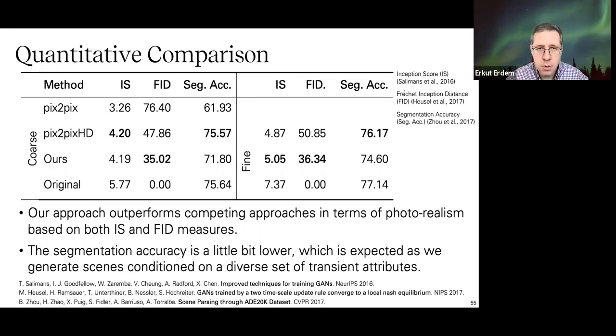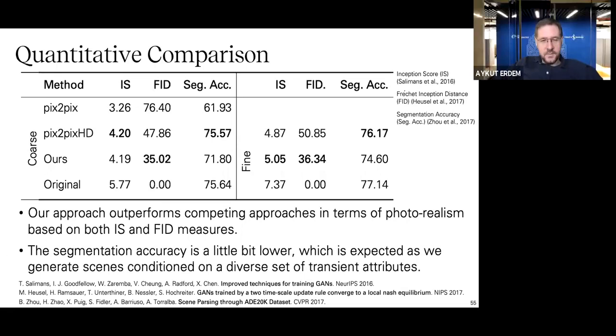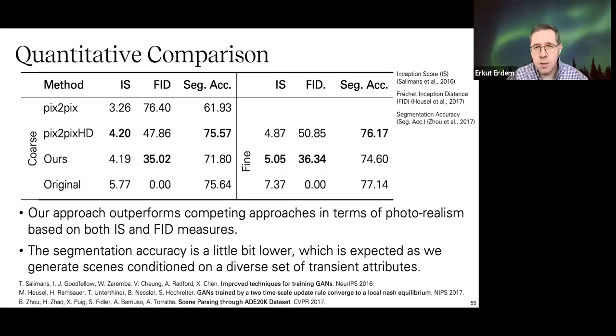Our segmentation accuracy seems to be a bit lower than the baselines, but here let me say that we conjecture that this is simply because our network can generate scenes under different weather conditions, etc., so that a semantic parser cannot segment out these scene elements in a fairly good manner.